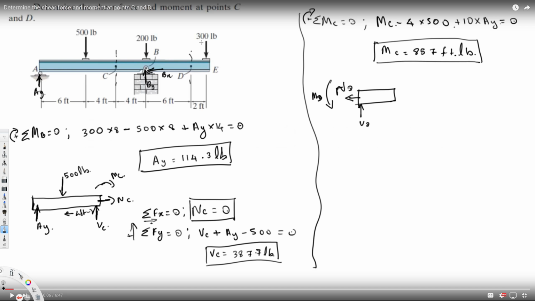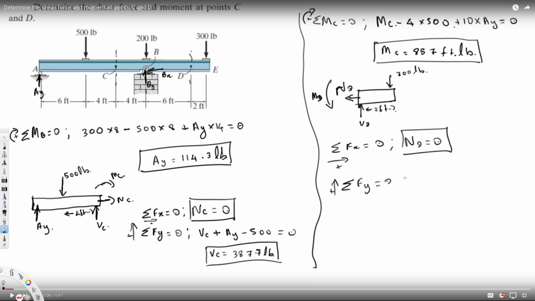We also know there's a 300 pounds force acting on this, and its distance is given as 2 feet. If I take the horizontal forces equal to 0, ND is the only horizontal force, so it's going to be equal to 0. To calculate VD, I can take the vertical forces equal to 0, and I will get VD minus 300 is equal to 0. So VD is going to be equal to 300 pounds. So this is my VD.